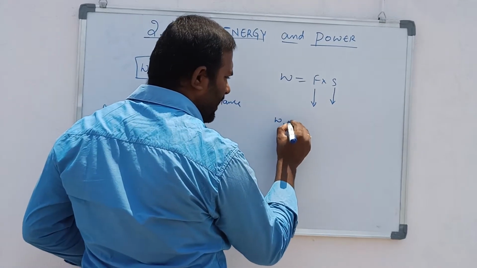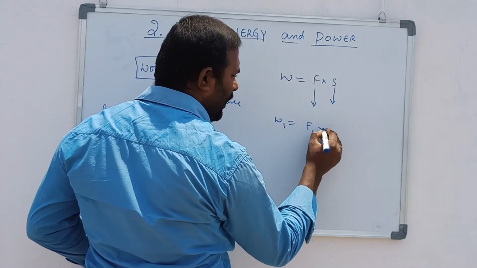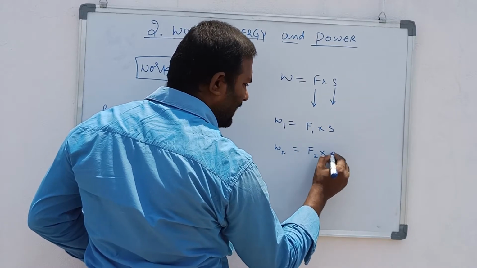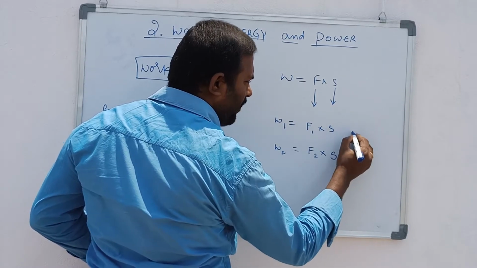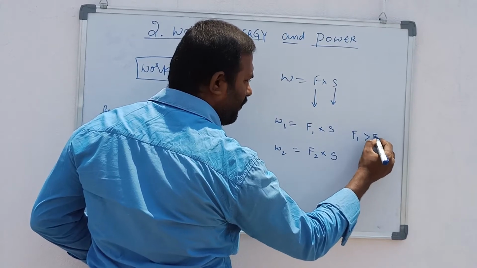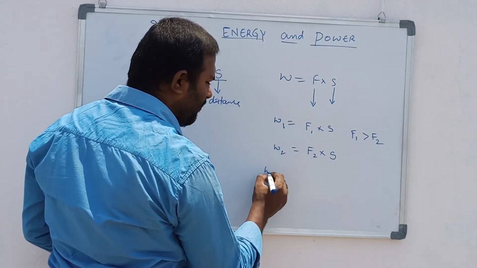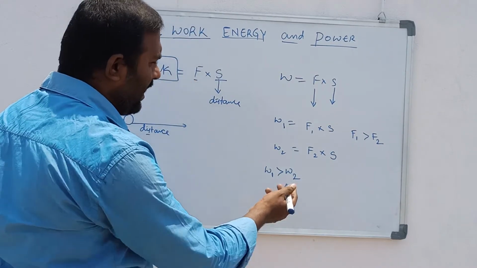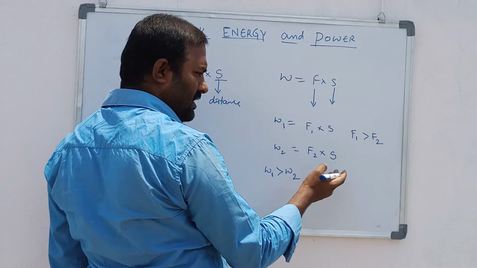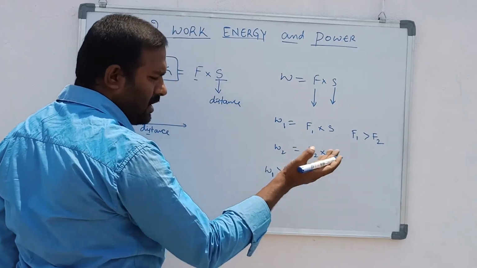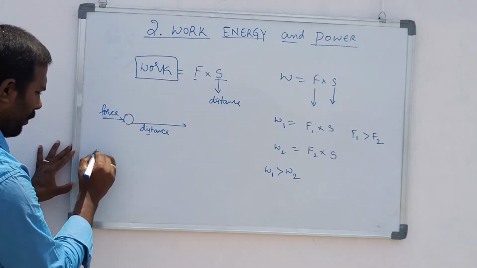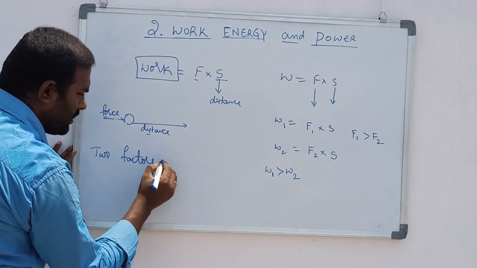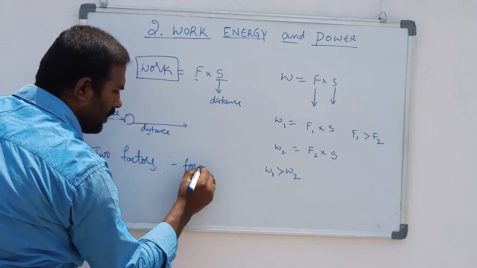Suppose W1 is the work, F1 into S, and W2 is the work, F2 into S, both over the same distance. If F1 is greater than F2, what is the meaning of that? W1 is greater than W2. Likewise, if the distance is more, we can say that the work is more. So work depends upon two factors. What is that? One is force and the other is distance.